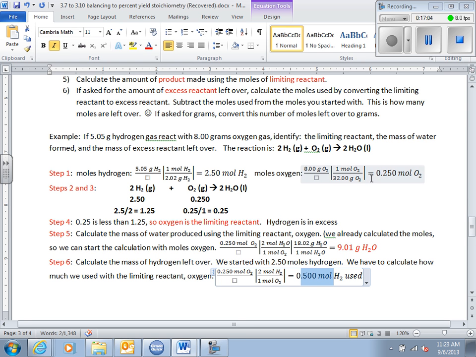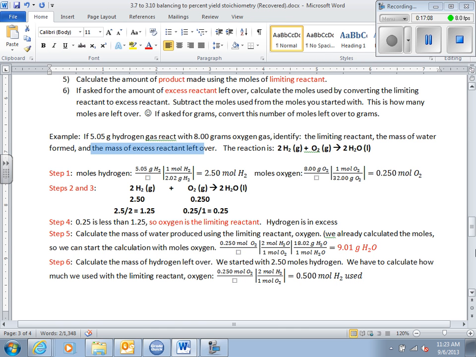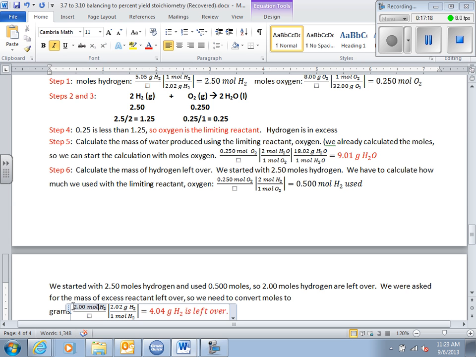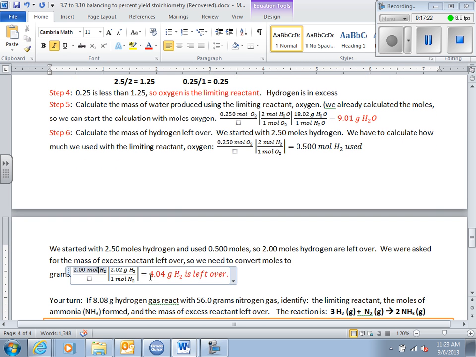And let's see, what were we asked? Find the mass of excess reactant left over. We have to go to grams. So we started with 2.5 moles. We used 1/2 mole. We have 2 moles left over. We're asked for the mass of excess reactant, so I have to convert my 2 moles of hydrogen to grams. And we get 4.04 grams left over. We had 3 sig figs, we keep 3 sig figs.